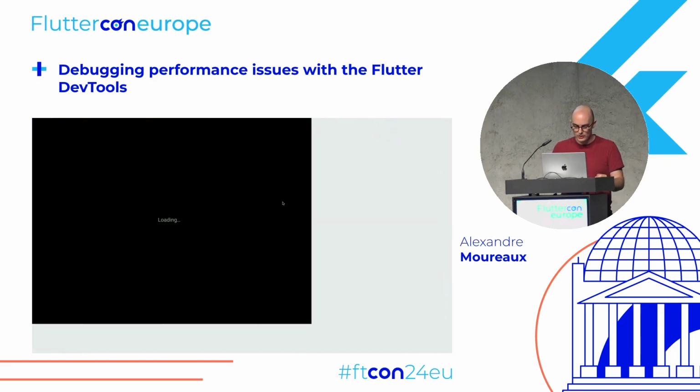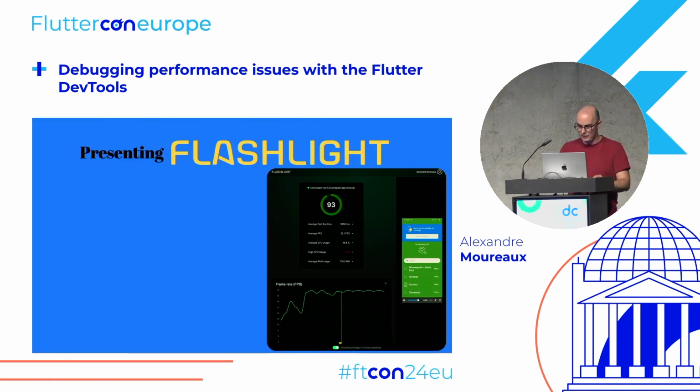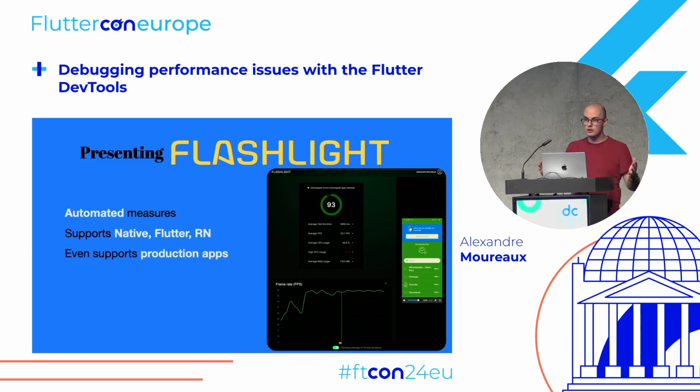So going back to the slides, this is basically Flashlight, the end of the talk. Flashlight gives you automated measures. It also works in production. You can measure production apps even if it's not your app. You don't have to install anything in your app. And it also doesn't affect your performance measures. It's built to not impact your performance measure. And it can also run in CI with Flashlight Cloud. So that's the end of the talk.